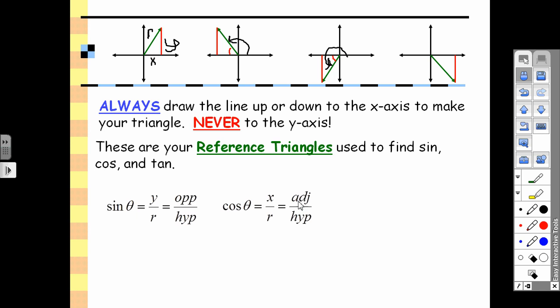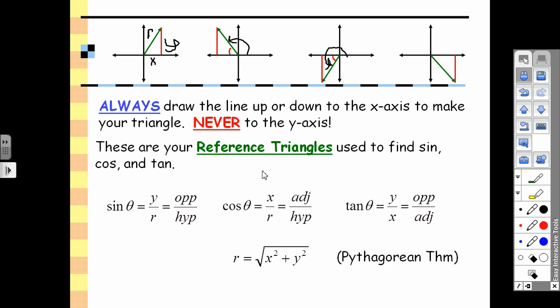Cosine is adjacent over hypotenuse, or x over r. And then tangent is opposite over adjacent. Okay, so y over x. And so how do you figure out what r is? Well, r is just the Pythagorean theorem. So you would take x squared plus y squared equals r squared. So you could take the square root of that. Okay, so whether you want to use the x's and the y's and the r's, or if you still want to go with the opposite, adjacent, and hypotenuse, the SOHCAHTOA, either way will be fine. Whatever works best for you.